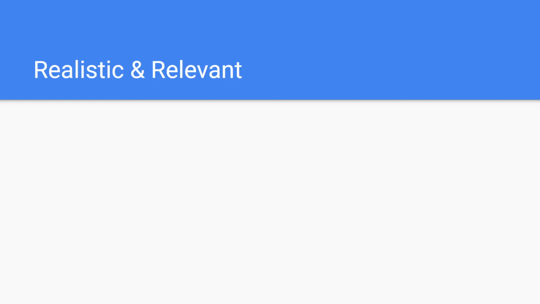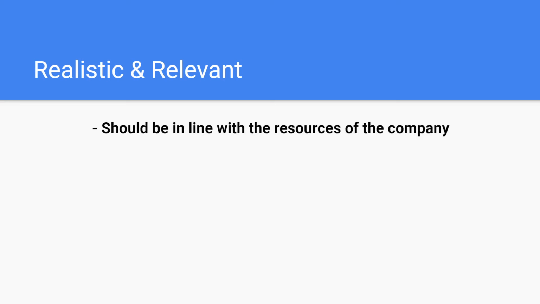The fourth letter is realistic and relevant. So there are two words in here. Realistic means that it should be in line with the resources of the company. If the company does not have enough capital and the objective says that they should, for example, invest in every new market or in every new product there is right now, in this innovative high-tech product, they should invest a lot of money into it, but they don't have the resources for it. Then there's nothing that the finance team or the budgeting team and so on can do about it.